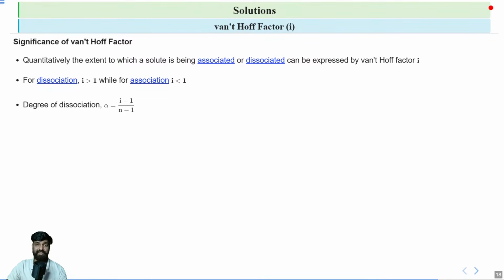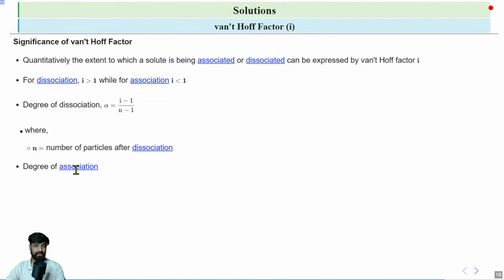So alpha is the degree of dissociation, and alpha is equal to (i minus 1) by (n minus 1). Now there is an important point here. Suppose you are trying to calculate the number of particles for CH3COOH. In that case the n value will be 2 and alpha will be the degree of dissociation of that acetic acid. Similarly, for degree of association, alpha is equal to (i minus 1) by (1/n minus 1). So there is a small change.